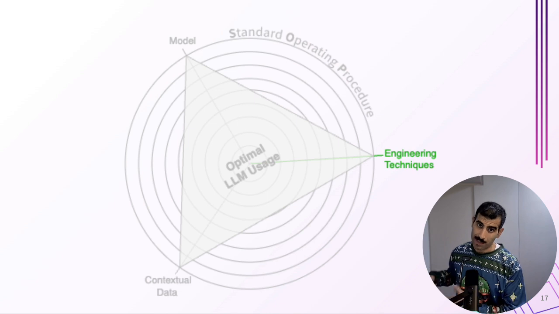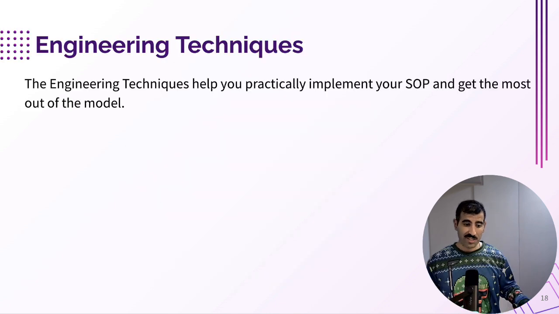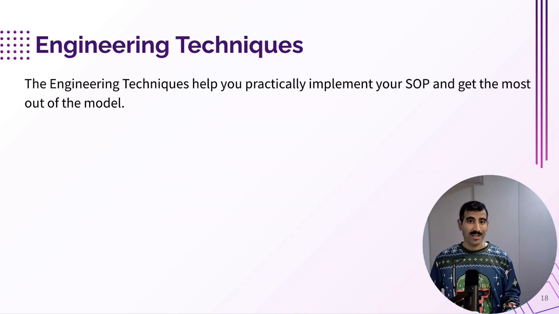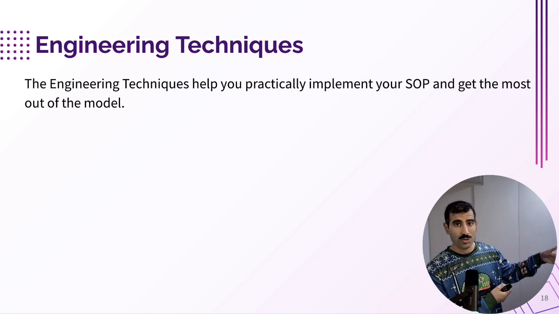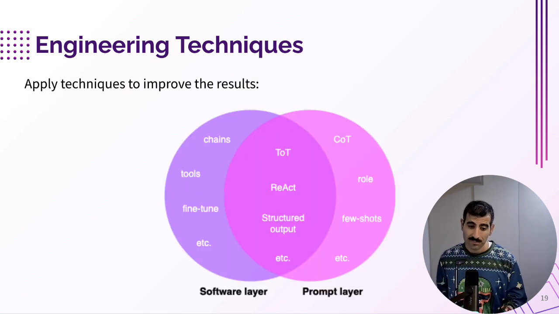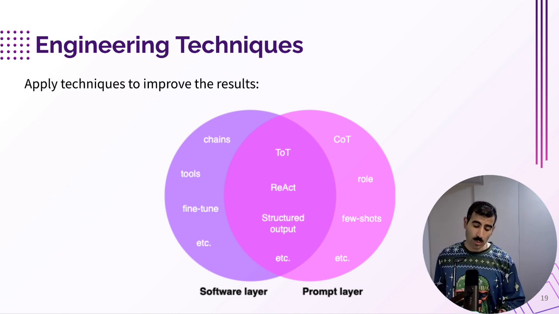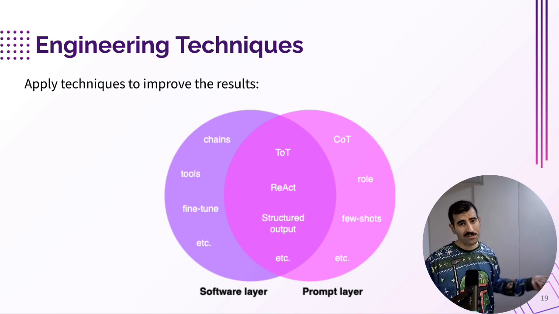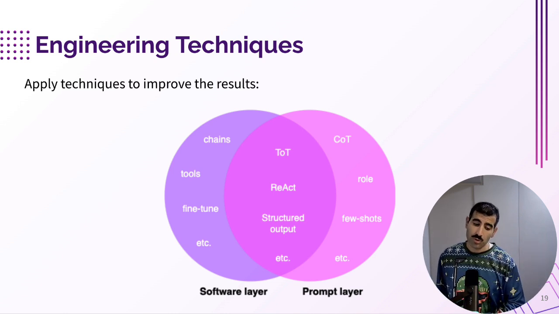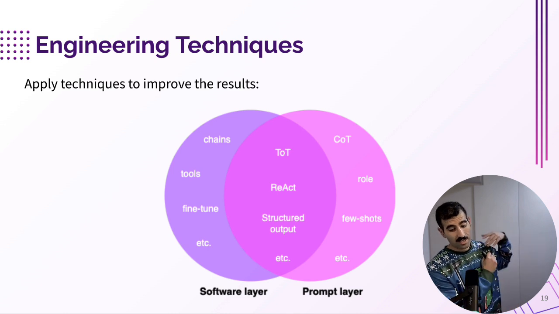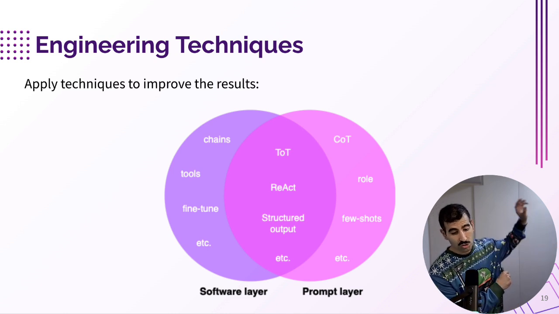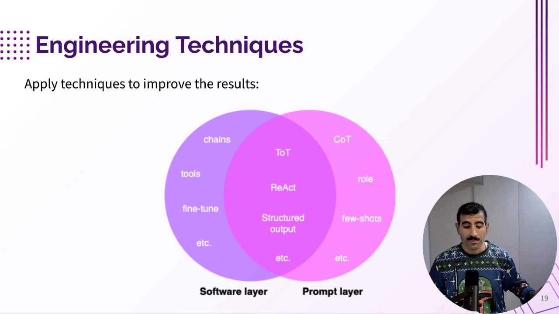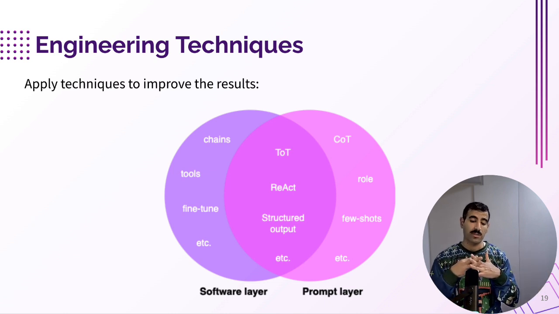Now it's time to actually build it. So the engineering techniques, that's exactly what they do. It's a set of tools we can use in order to implement our SOP. So there are basically two types of engineering techniques. We have engineering techniques solely in the prompt layer, like chain of thought, role assumption, few shots, etc. And we have some techniques that are solely in the software, right? Like chains, tools, fine-tuning. And obviously we have everything that's in between, like ReAct, structured output.